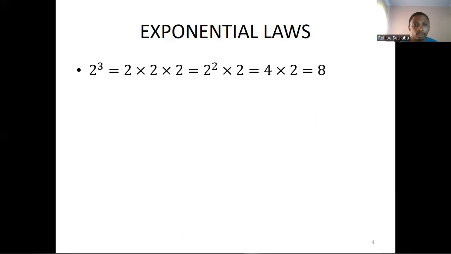Now, if I have 2 to the exponent of 3, when I expand it, it will be 2 multiplied by itself 3 times, which is 2 times 2 times 2. Or you can simply say it's 2 to the exponent of 2 multiplied by 2, which is 4 times 2, and still gives you 8.